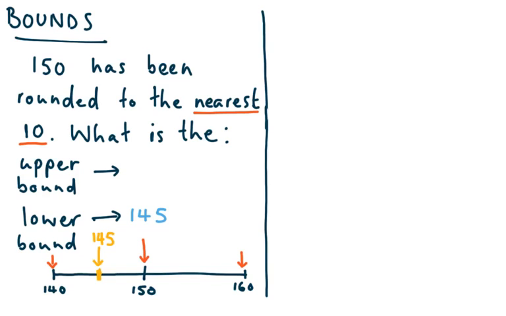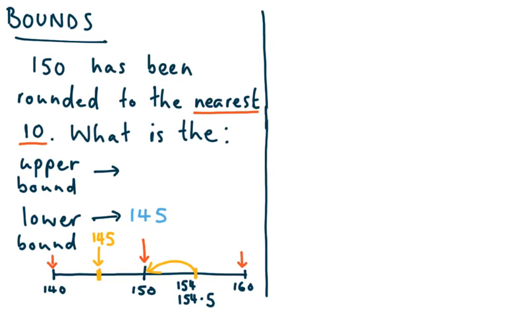Now, the upper bound is a little bit more complicated. Same idea, though. If I want the biggest number that would round down to 150, I'm looking for what number's in the middle. Now, you might be thinking 154. 154 would round down to 150, and you'd be right. But is it the biggest number that would round down to 150? What about 154.5? Would that round down to 150? Well, yeah, it would, because it wouldn't round up to 160.